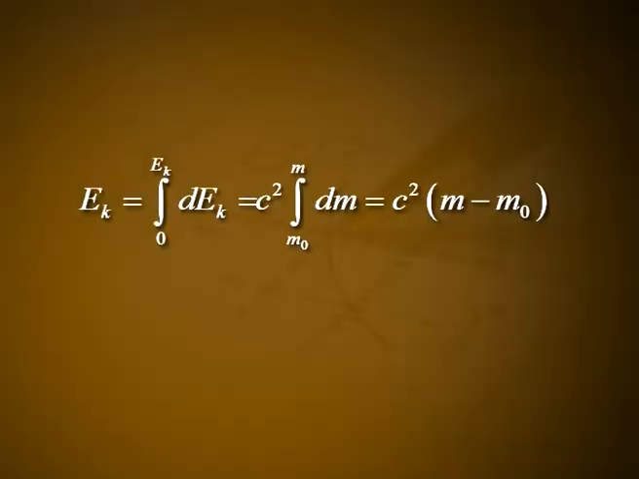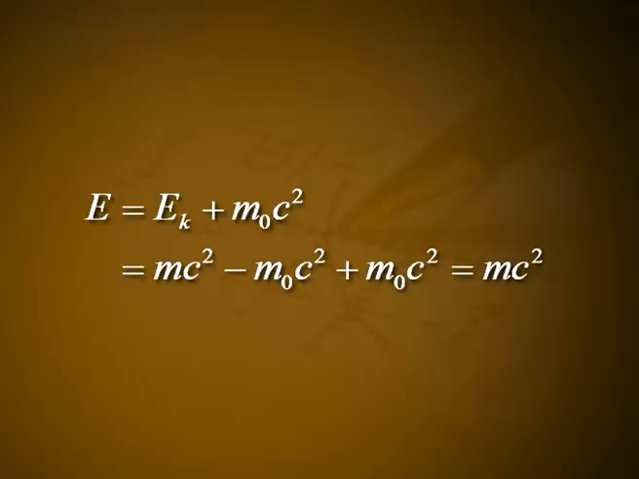From equation 2 and 3, dEk is equal to c square dm. Let it be equation number 4. When a body is at rest, the velocity is 0, kinetic energy is 0 and its mass is m naught. When the velocity of the body is v, its mass is m. Integrating equation 4, the relativistic equation for kinetic energy Ek is equal to integral from 0 to Ek dEk, which is equal to c square into integral from m naught to m dm, which is equal to c square into m minus m naught. Ek is equal to m c square minus m naught c square.